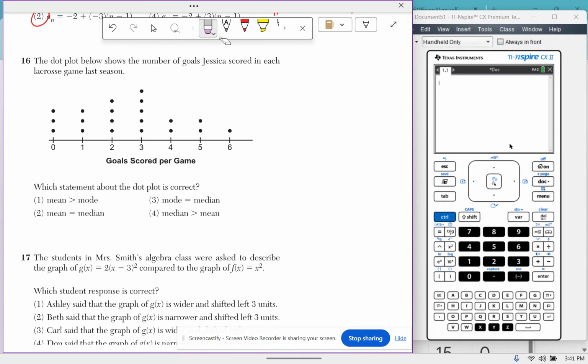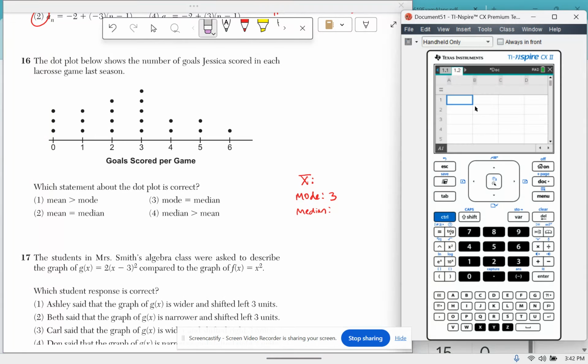So it looks like I need to calculate the mean. Remember on our calculator, mean looks like x bar. I need to find the mode. The mode cannot be found on our calculator, but we can just look for the highest column of dots, and that occurs at 3. And then we need the median.